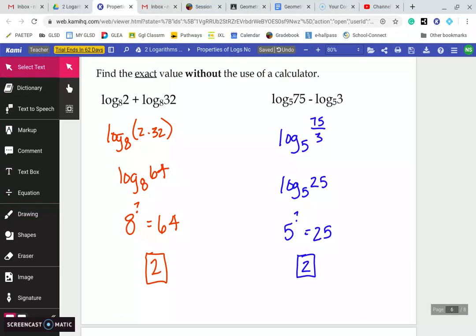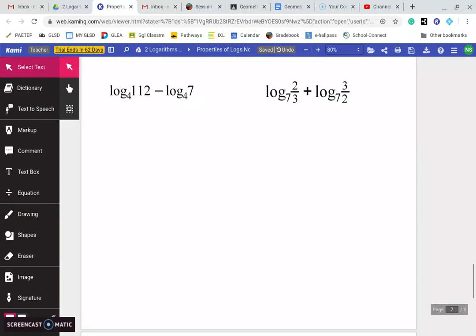Okay, so now for our next one. I would ask you to try these two on your own if we were in school. So again, why don't you try to do them on your own? And try not to use a calculator on this one. Let's get those long division skills out from way back when. And try to do both of those without a calculator. So pause the video and give that a shot.